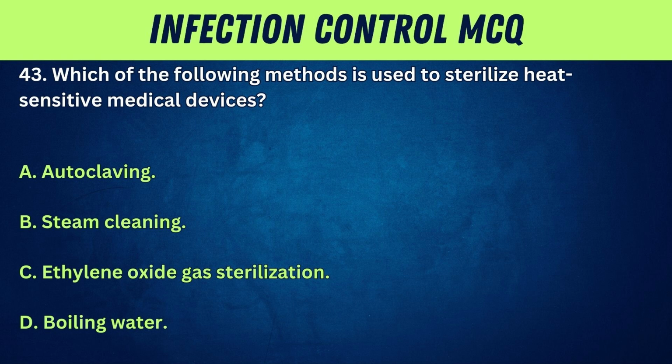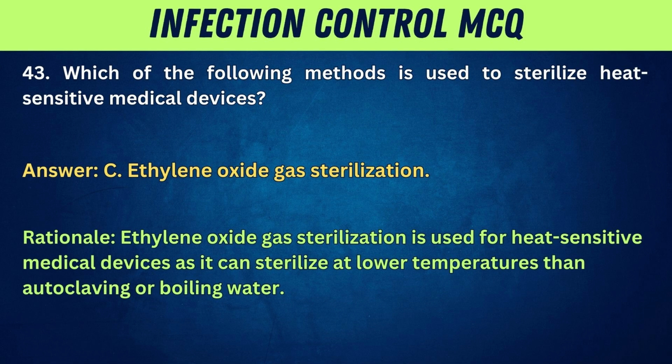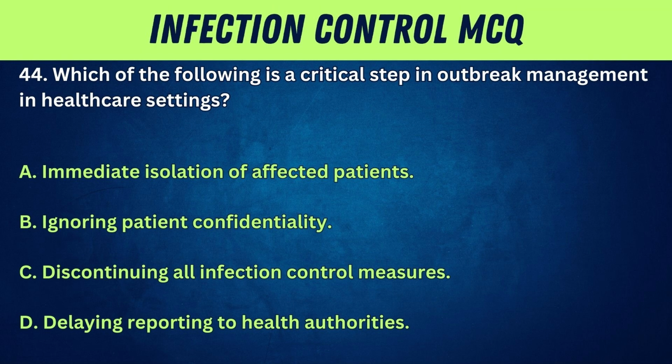A. Autoclaving. B. Steam cleaning. C. Ethylene oxide gas sterilization. D. Boiling water. Answer: C. Ethylene oxide gas sterilization. Rationale: ethylene oxide gas sterilization is used for heat-sensitive medical devices as it can sterilize at lower temperatures than autoclaving or boiling water. 44. Which of the following is a critical step in outbreak management in healthcare settings?